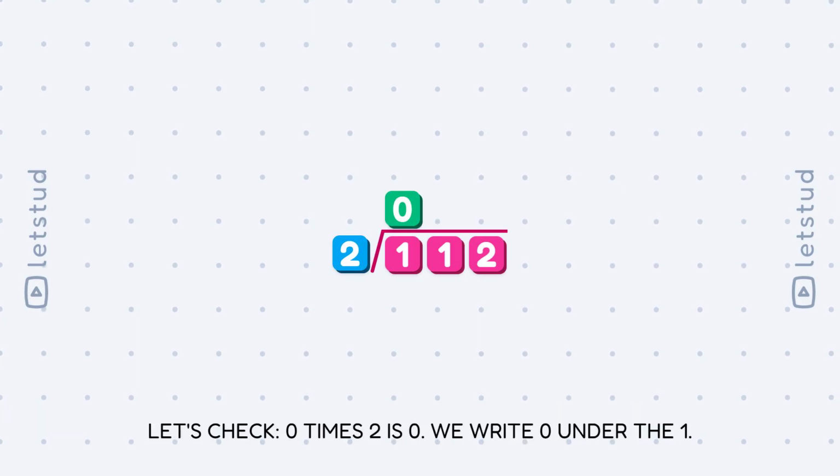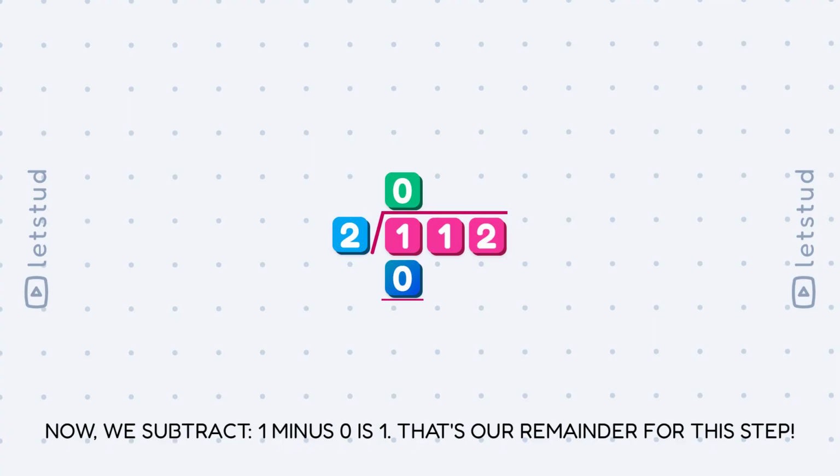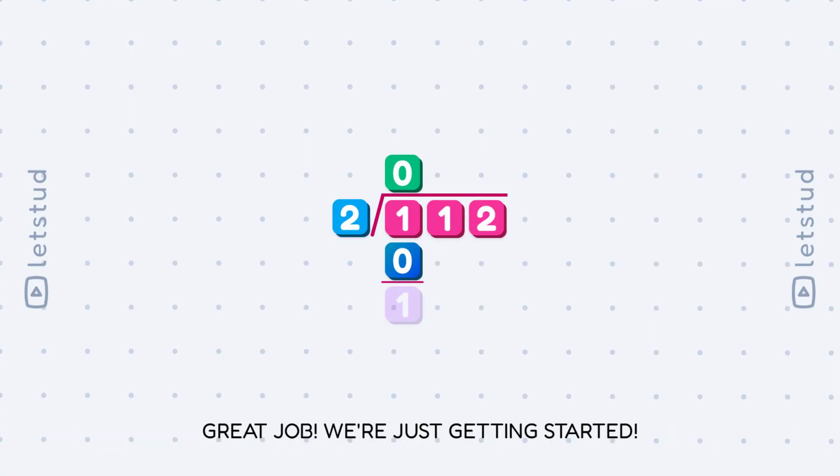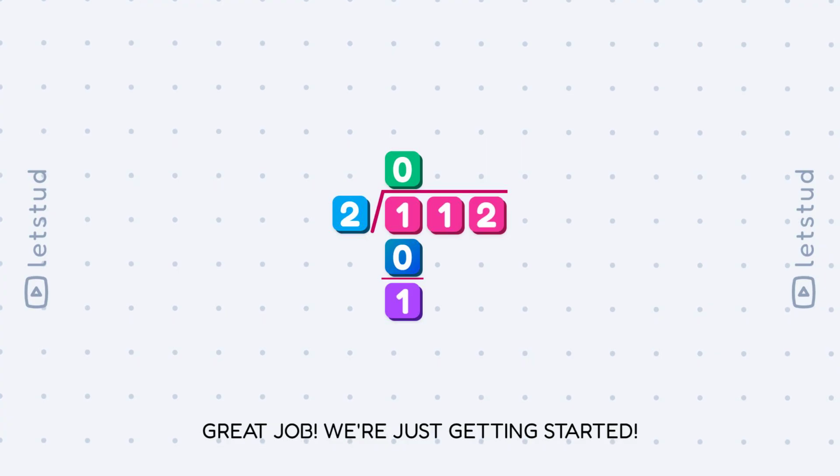Let's check. 0 times 2 is 0. We write 0 under the 1. Now we subtract. 1 minus 0 is 1. That's our remainder for this step. Great job, we're just getting started.